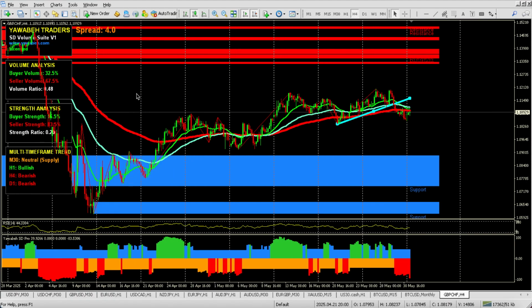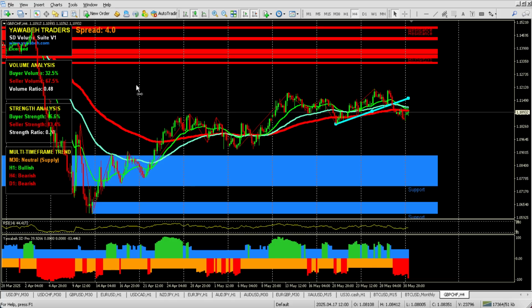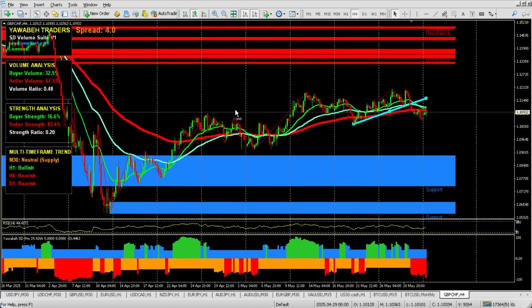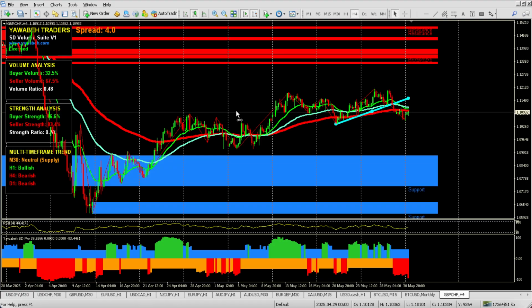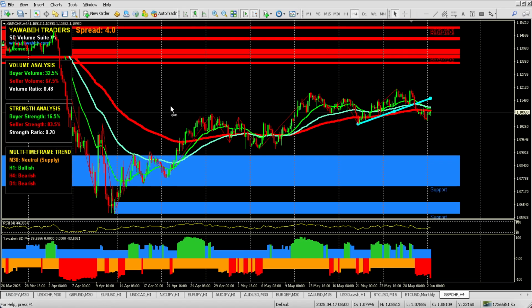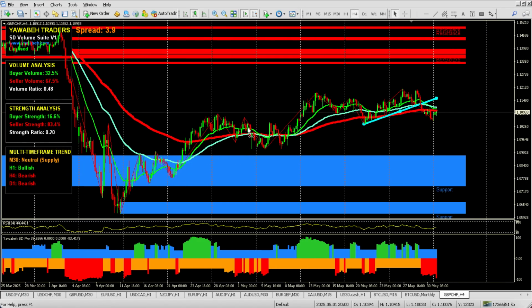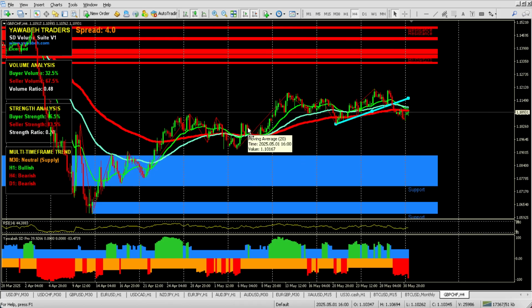The volume analysis panel shows the seller volume of the GBPCHF pair on H4 is 67%, and the seller strength of the GBPCHF pair on H4 is 83%, which is very strong. The multiple trend panel says on M30 neutral supply, H1 bullish signal, but on higher time frames like H4 and daily, it says the market is trending downside.